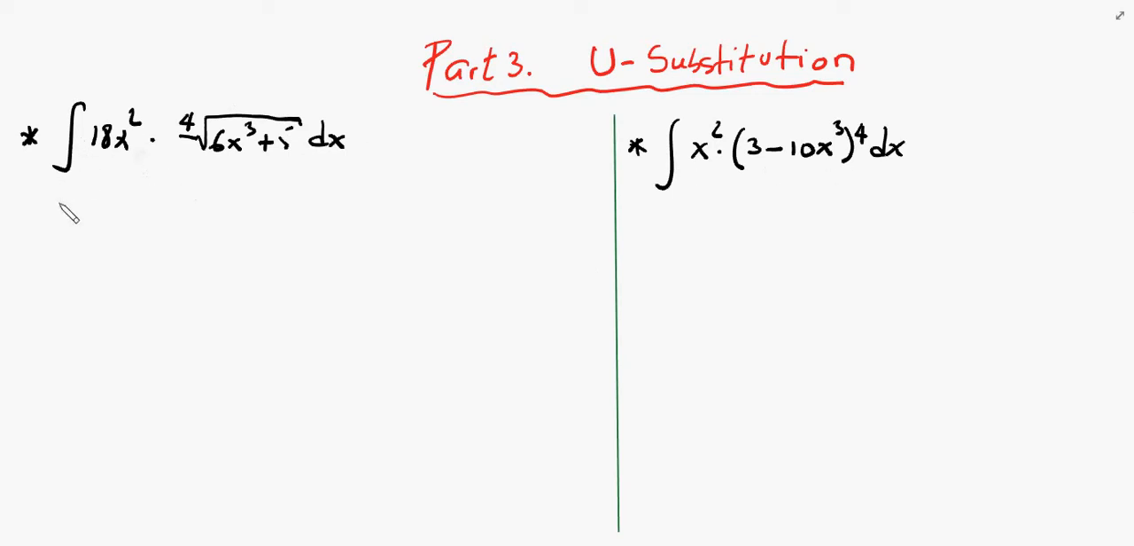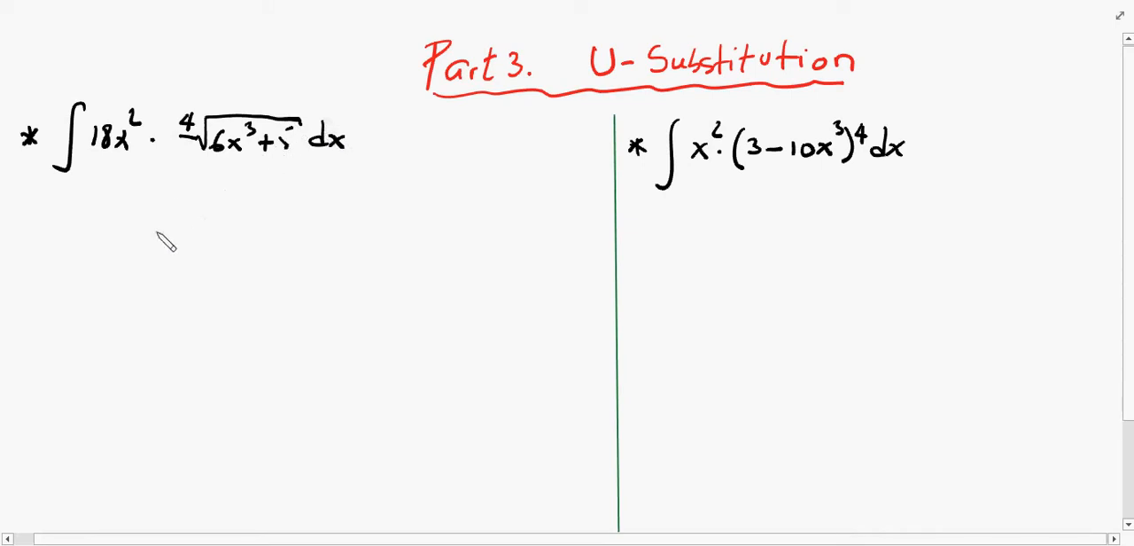This first integration here could be written a little bit differently. We see that we have the fourth root there. We can turn it into a power, right? So that's going to give us the integral of 18x to the power of 2 times (6x to the power of 3 plus 5) to the power of 1/4, and dx.